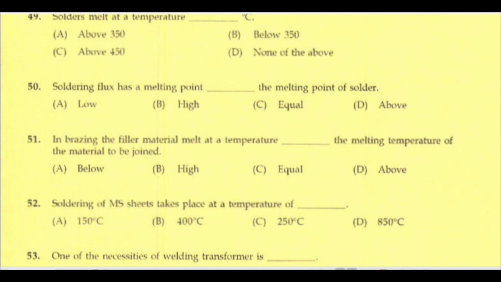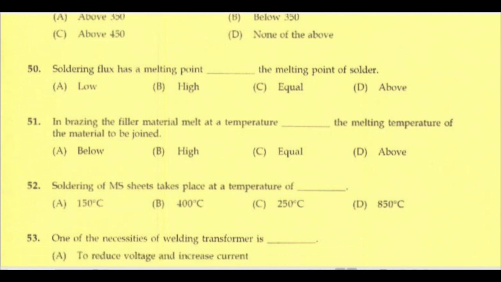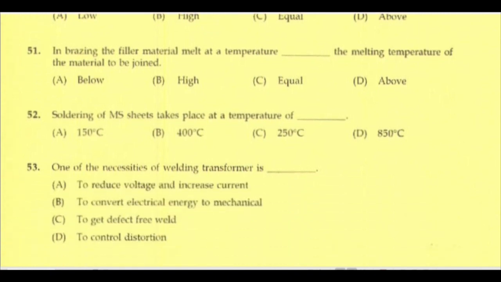Answer is low. Then in brazing, next soldering of MS sheet takes place at a temperature of... soldering process. Also we know that the temperature range is below 350. The answer is 250 degrees Celsius.